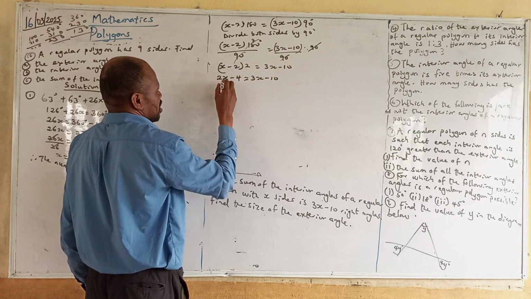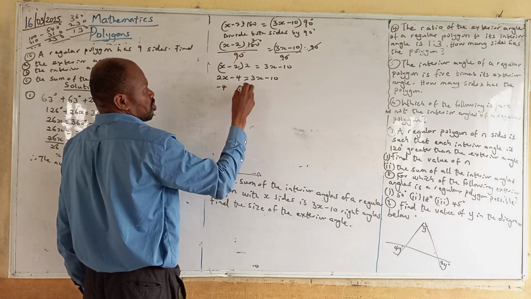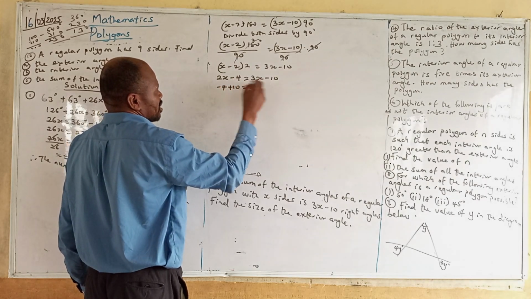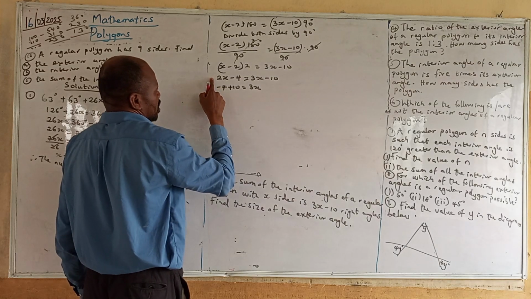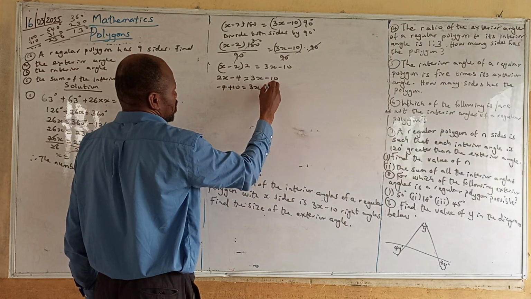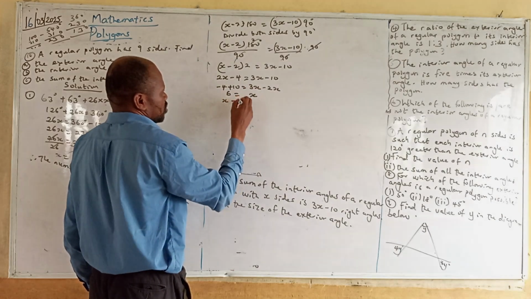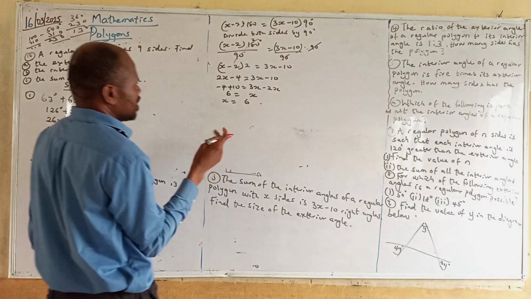If I collect like terms, minus 4, and this 10 is the owner of this minus, then plus 10 equals 3S minus 2S, crossing over changes the sign. So 6 equals S. So S equals 6. Therefore, the number of sides is 6.